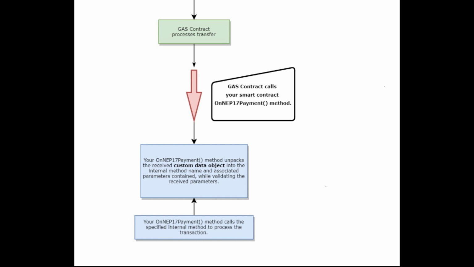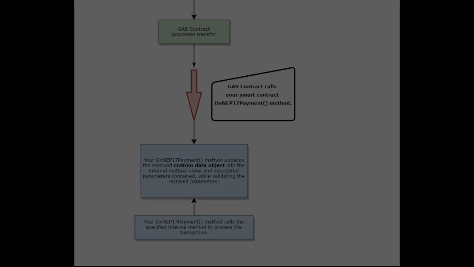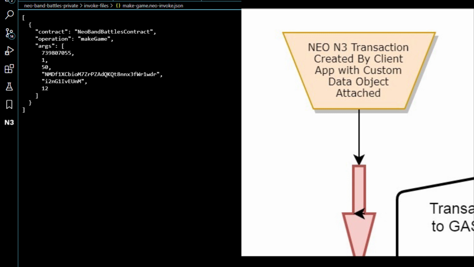Before we dive into the payment flow, let's take a look at an important JSON object. In a later video, we will see how payments in gas tokens are made from a dApp's web page. You will see when and where an object like this is created. For now, it's enough to understand that this is an example of the custom object that contains the extra data or parameter information that is expected by the makeGame method, which is one of the payable methods in the Neo-Band Battles contract. I'll switch the JSON Object Editor into interactive mode.